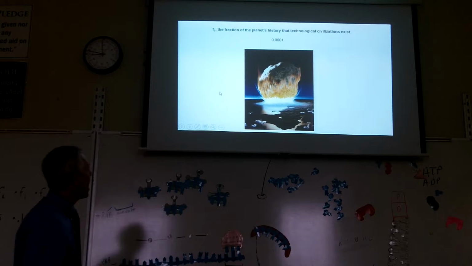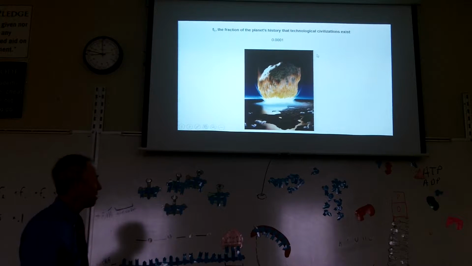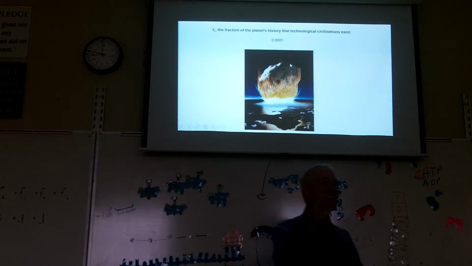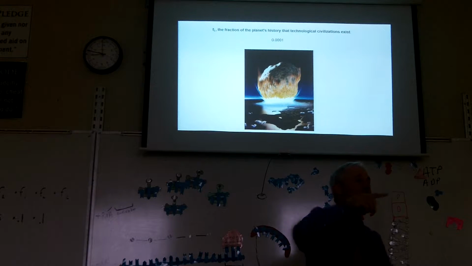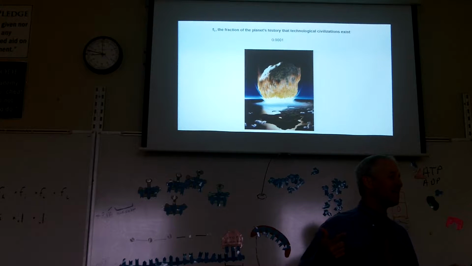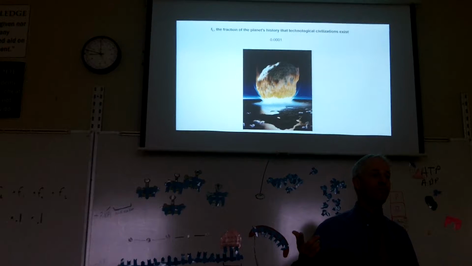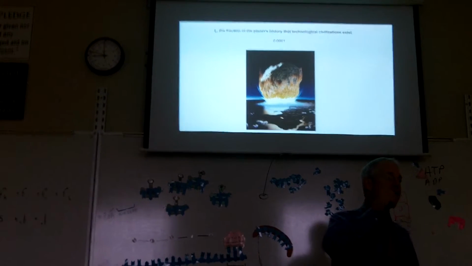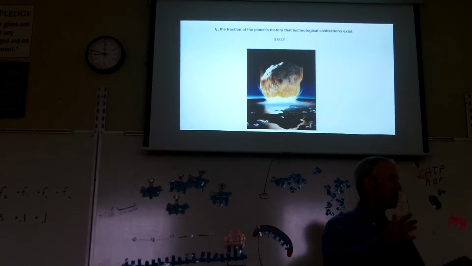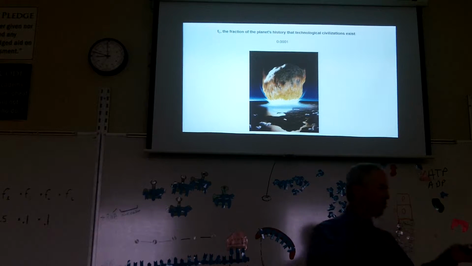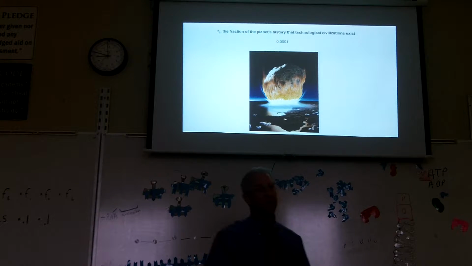F sub L, the fraction of the planet's history that technological civilizations exist. Okay, so we're a technological civilization that can produce radio telescopes. How long have we been able to do that? How long have radio telescopes been around? Not very long. 50 years. Let's round it to make it easy math. 100 years. And it is probably closer to 100 years ago we had the first radio telescope.